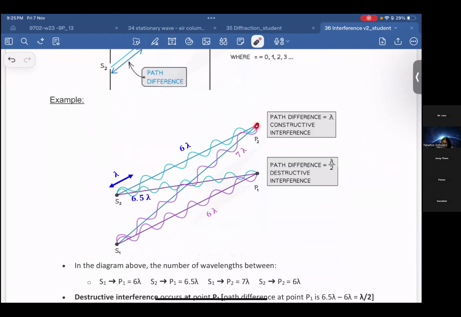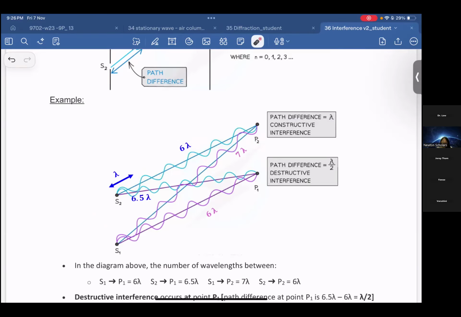How many complete waves from S2 to P2? We count. 1, 2, 3, 4, 5, 6. From S2 to P2, I got 6 complete wavelengths. Is that clear until here?